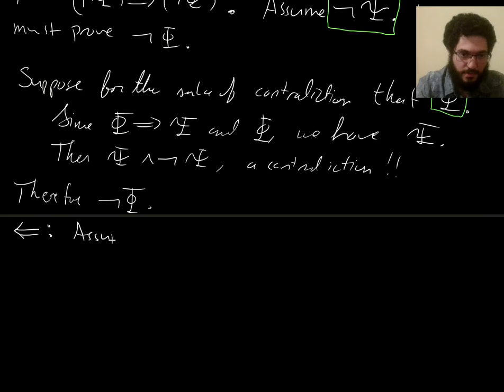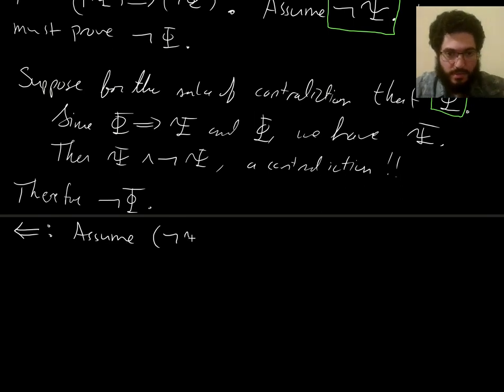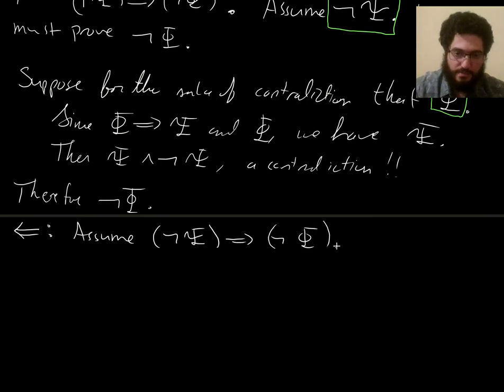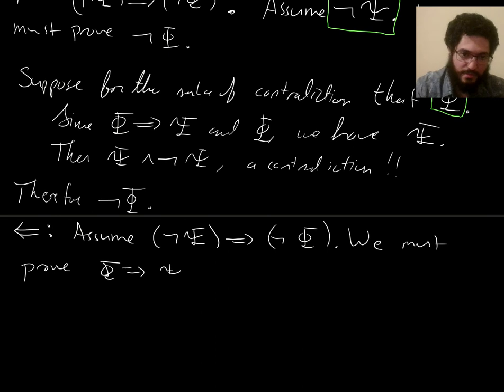So now we're going to assume the other side, which I think was not psi implies not phi. And then we must prove that phi implies psi. So for doing that, assume phi. Now my goal is to prove psi.